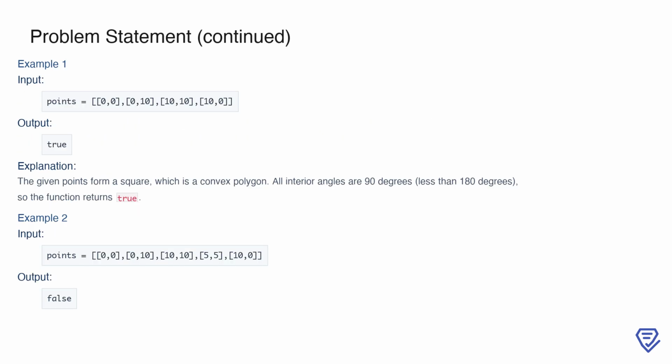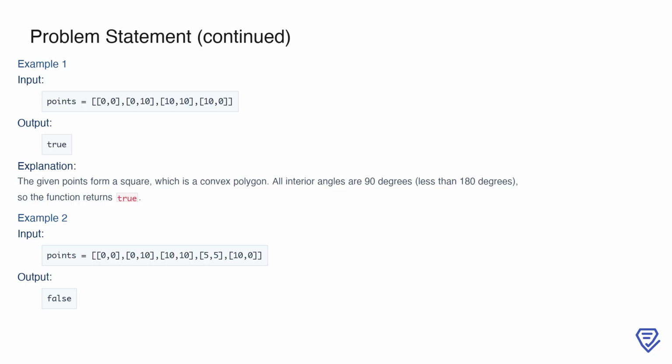Let's look at an example to understand this better. Suppose the input points are 0, 0, 0, 10, 10, 10, 10, 0. These points form the vertices of a square, which is a convex polygon. All of the interior angles in this shape are 90 degrees, which are strictly less than 180 degrees. Therefore, the function should return true.